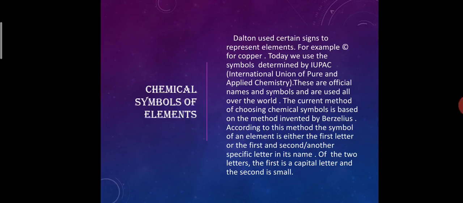Today we use the symbols determined by IUPAC, that is International Union of Pure and Applied Chemistry. These are official names and symbols and are used all over the world. The current method of choosing chemical symbols is based on the method invented by Berzelius. According to this method, the symbol of an element is either the first letter or the first and second or another specific letter in its name. Of the two letters, the first is a capital letter and the second is small.